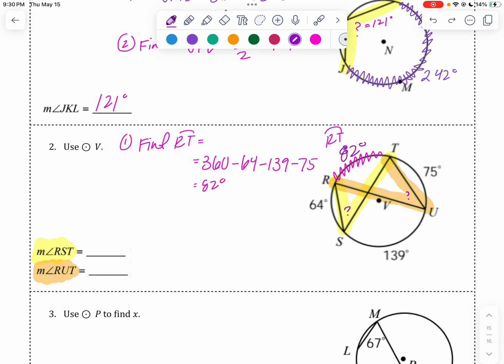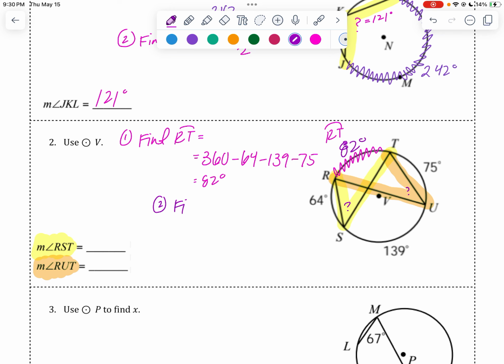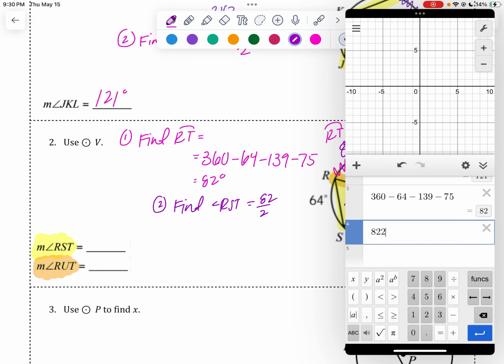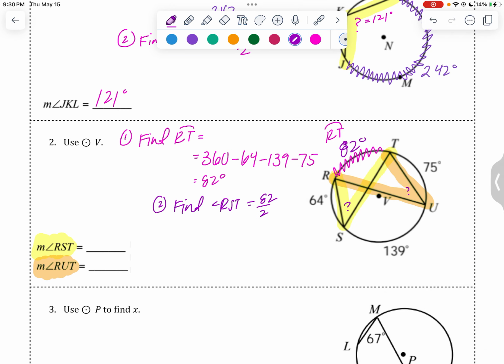So my second step, let's go ahead and find angle RST. I'm going to take the 82 degrees and divide by 2. So I take 82 divided by 2. That gives me an angle measurement of 41 degrees. So if this angle is 41 degrees, and if they share the same arc, right off the bat, guys, I could just say that RUT is also 41 degrees because they share the same arc. Ta-da!